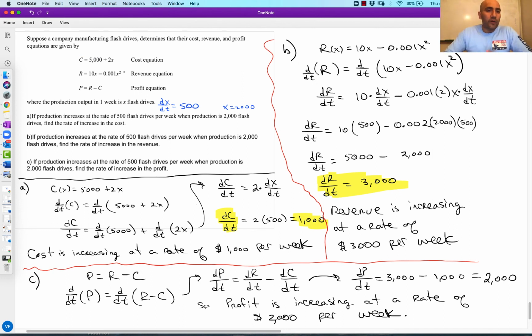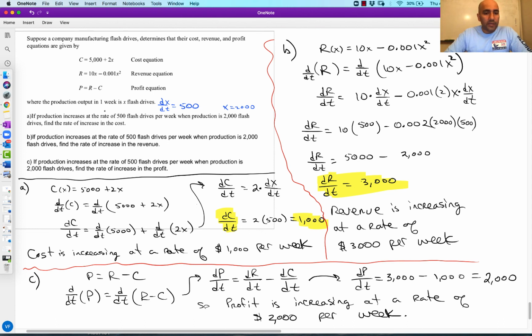Okay, let's recap real quick then. So we have a cost function up here, 5,000 plus 2x. We have a revenue equation, revenue R equals 10x minus 0.001x squared. And then, of course, we know that the relationship between cost and revenue and profit is equal to this. The profit equals the revenue minus the cost.